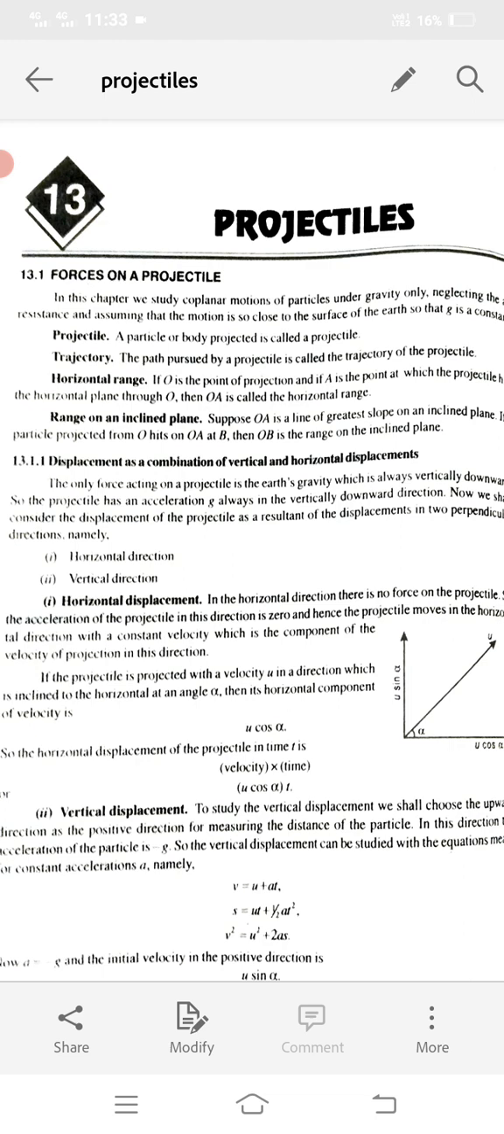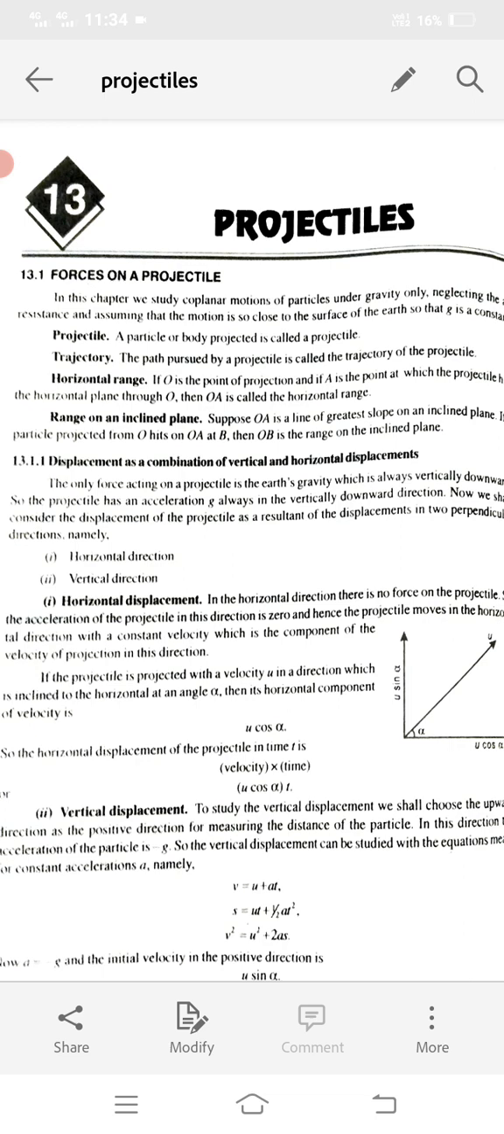Suppose I am projecting one particular body or an object with a force or velocity u, that is initial velocity, with respect to the horizontal plane at a certain angle. That angle may be alpha. Then that velocity is resolved into two parts. One is horizontal, another one is vertical. The horizontal velocity is u cos alpha, and the vertical velocity is u sin alpha. So the horizontal displacement of the projectile in a time t is velocity into time. The horizontal velocity is what? u cos alpha. The time is what? t.